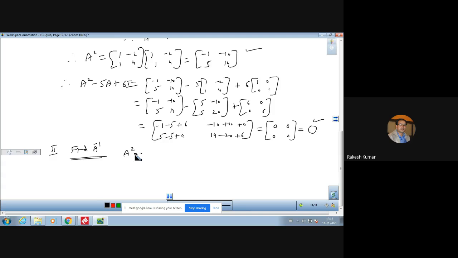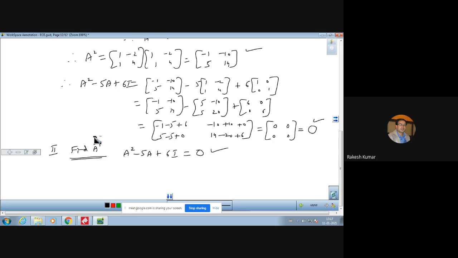What is the statement of the theorem? The characteristic equation will be satisfied by the square matrix A. It should be a null matrix. This is the statement of Cayley-Hamilton theorem: every square matrix satisfies its characteristic equation.